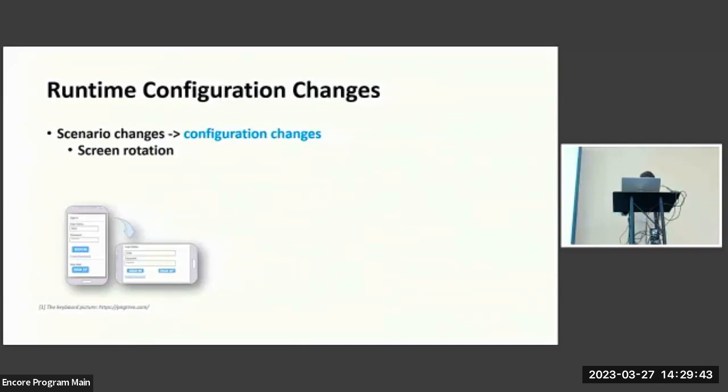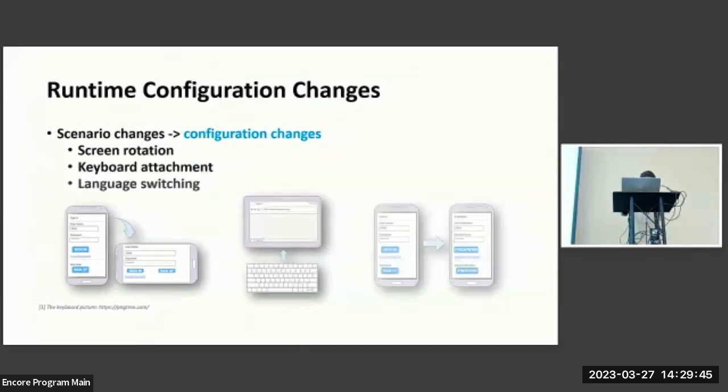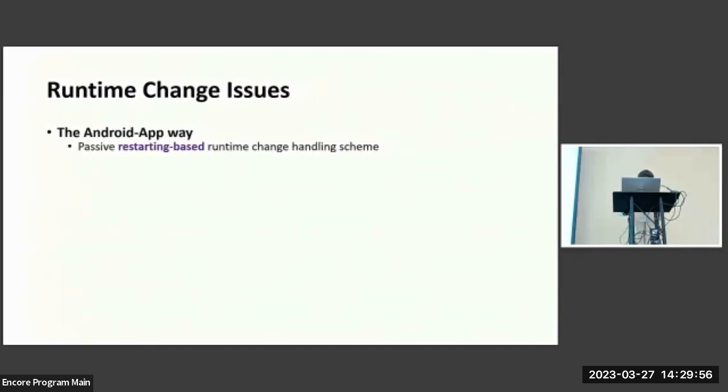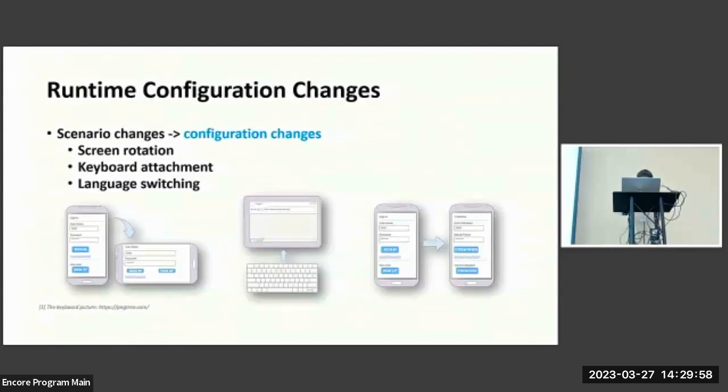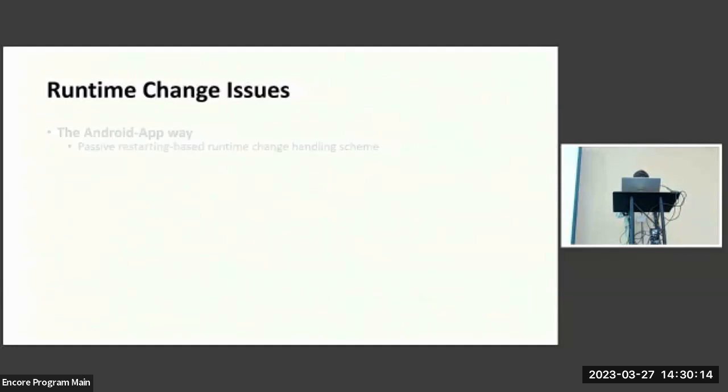For example, when we rotate a screen, attach a keyboard, or switch language, the system configuration change will directly affect the current foreground app. For example, when we rotate the screen from portrait to landscape, the foreground app should be adapted to change the layout from portrait to landscape. And the current Android system adopts a passive restarting-based runtime change handling scheme.